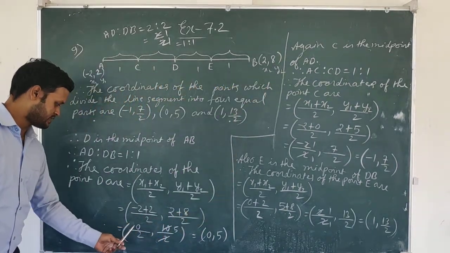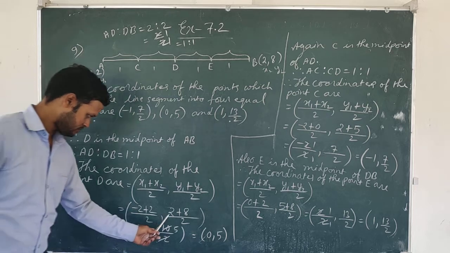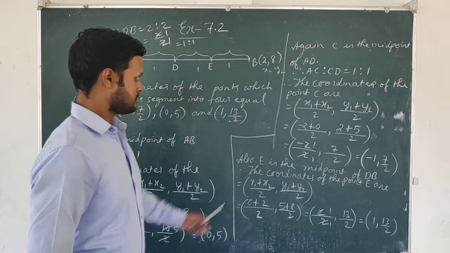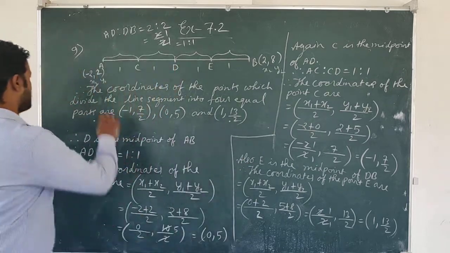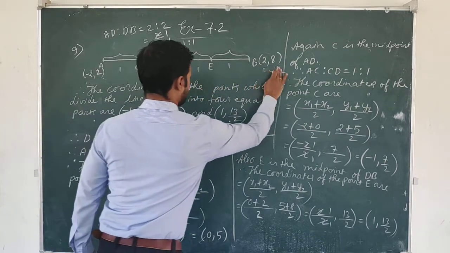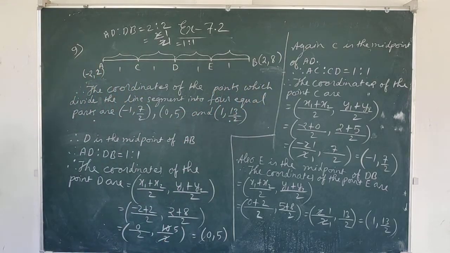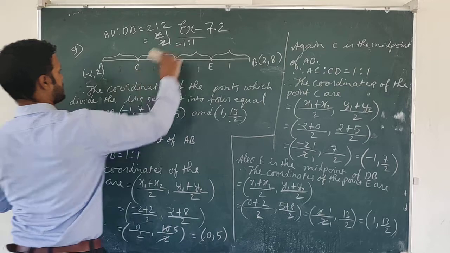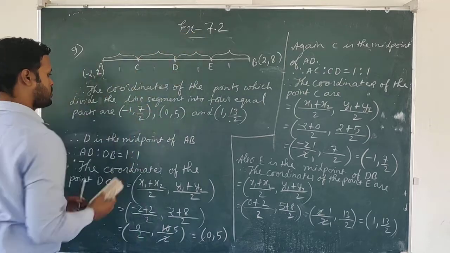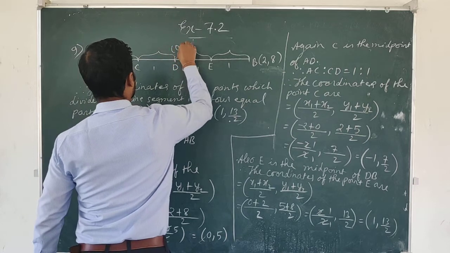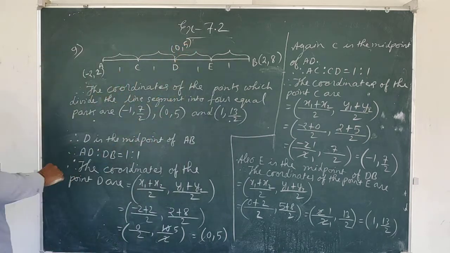So minus 2 plus 2 will be 0. 0 by 2 is what? 0. 2 plus 8 is 10, divided by 2 is 5. So 0, 5. Now we got the coordinates of the point D. The coordinates of the point D are 0, 5, isn't it? We got the coordinates of the point D.